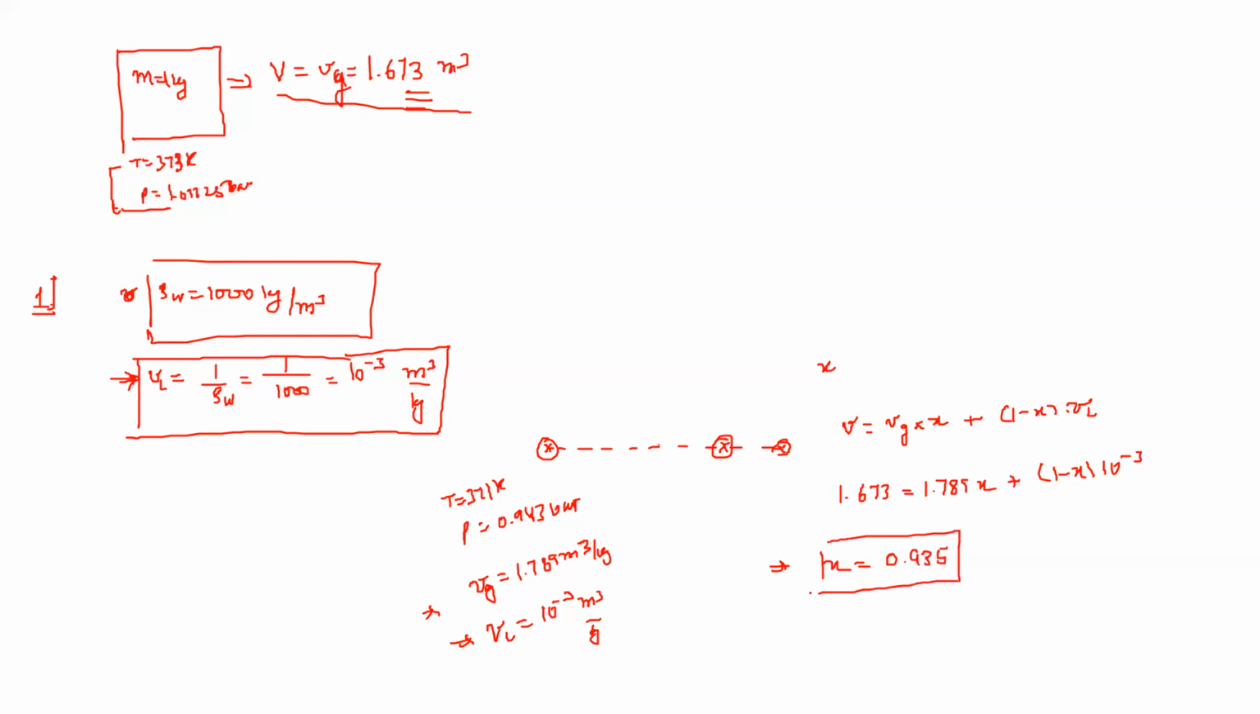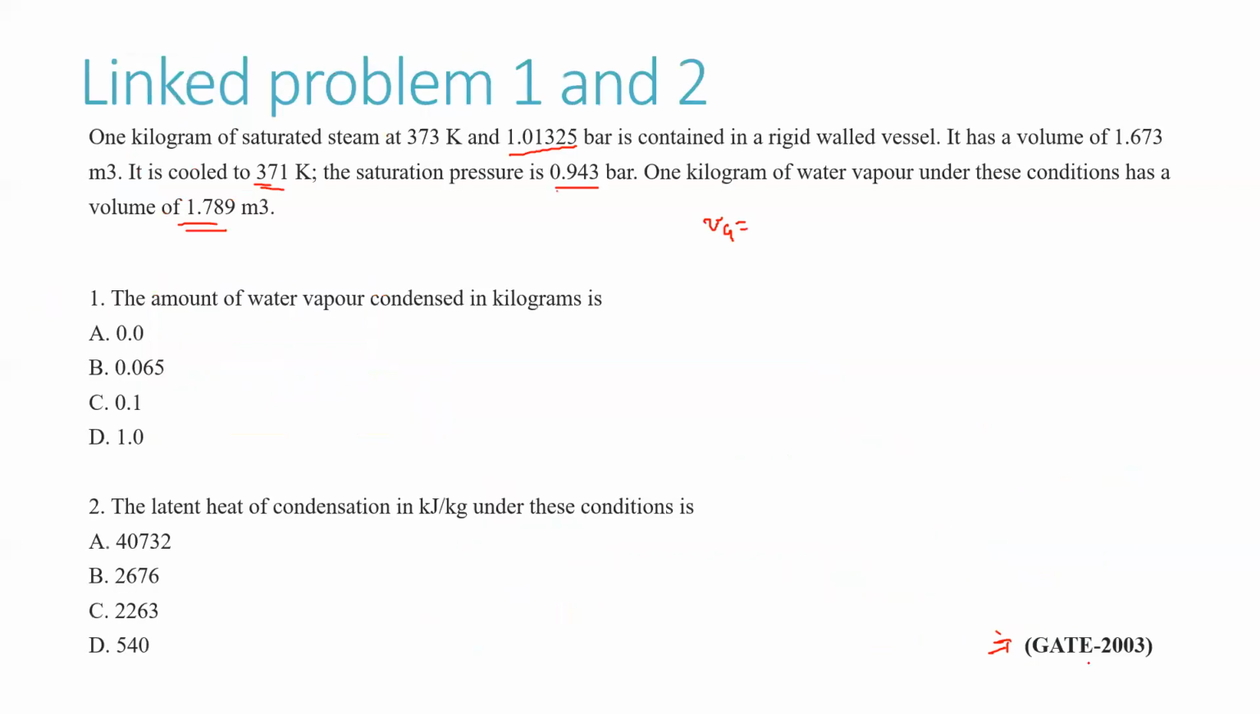Now, if you remember, 0.935, or x, is basically the quality, which is the dryness fraction. So this is mass of steam upon total mass, right? Total mass is going to be the same, that is 1 kg. So this is basically your mass of steam. Therefore, the mass of water, that is 1 minus x, is 1 minus 0.935, which is 0.065 kg. All right, so B part is the correct answer.